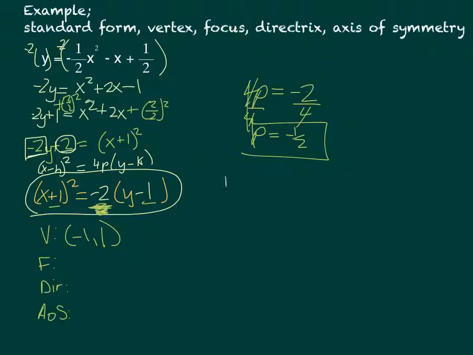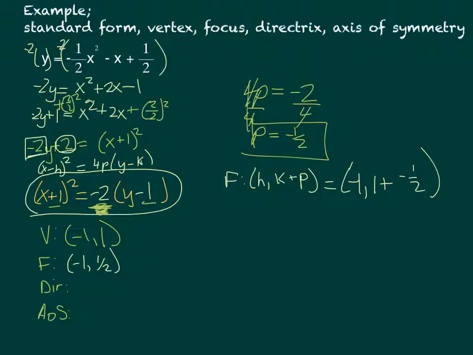If p is equal to -1/2, I can find my focus and directrix. Because this is a vertical parabola, my focus is going to equal h, k plus p. So that is going to be my h, which I already found to be -1, and then my k is 1 plus my p, which is -1/2. If I simplify that, my focus is going to be -1, 1/2.